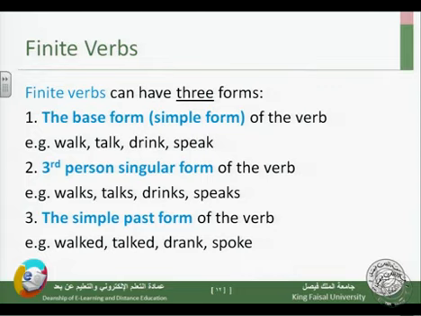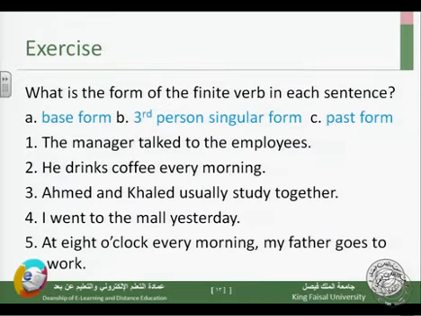The third form of a finite verb is the simple past form. And of course, you remember that verbs can either be regular or irregular verbs. Okay, so the first two verbs we have here are regular. So walk, we just add ed, it becomes walked, and talk becomes talked. In the case of drink and speak, they are irregular. So their past form is drank. In the case of drink, drink, drank. This is the past form. Speak, the past form of speak is spoke. Okay, so speak, spoke. All right.